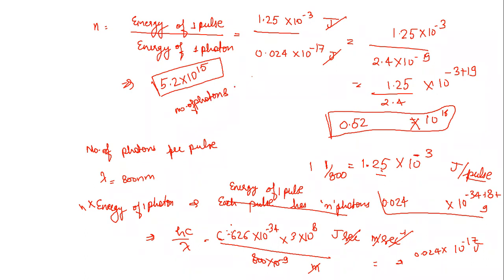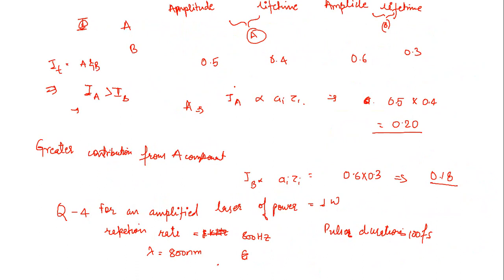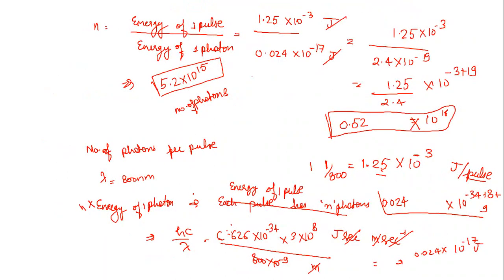Basically, what we want to conclude, this is simply a revision of the last question. For an amplified laser, if the power is 1 watt, the repetition rate is 800 hertz, the pulse duration is 100 femtoseconds, and the wavelength is 800 nanometer, we are asked to find two answers: the energy per pulse and the number of photons per pulse. Energy per pulse we could calculate by the simple relation, using the values given to us.